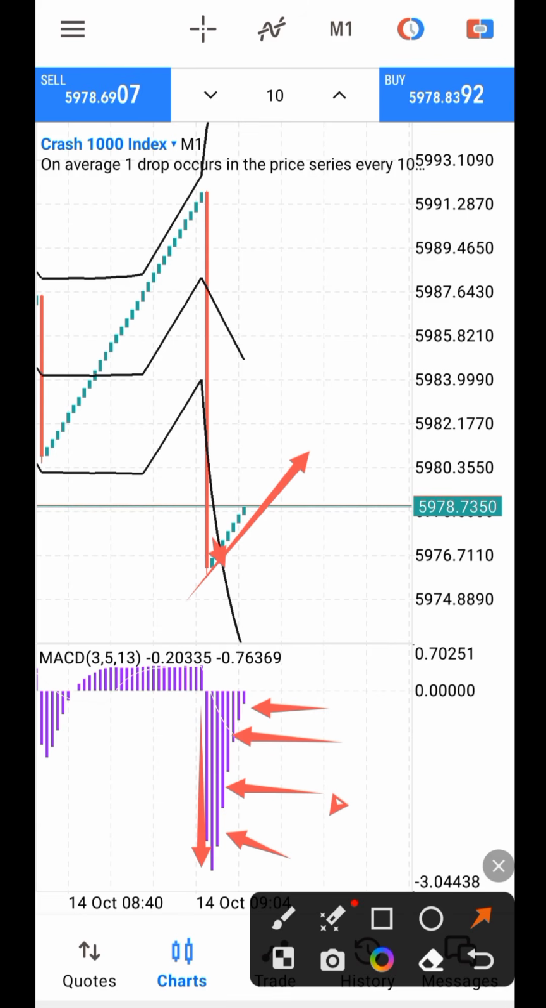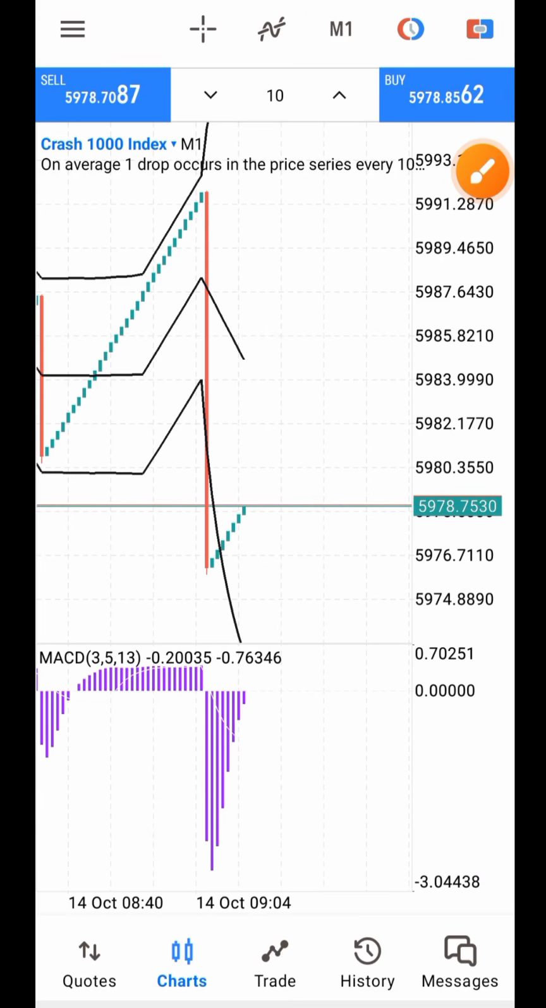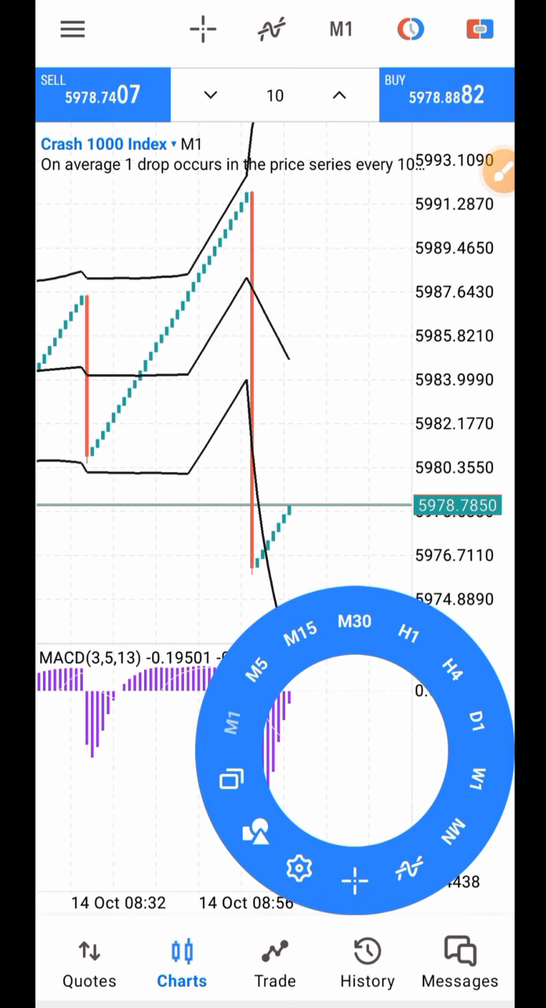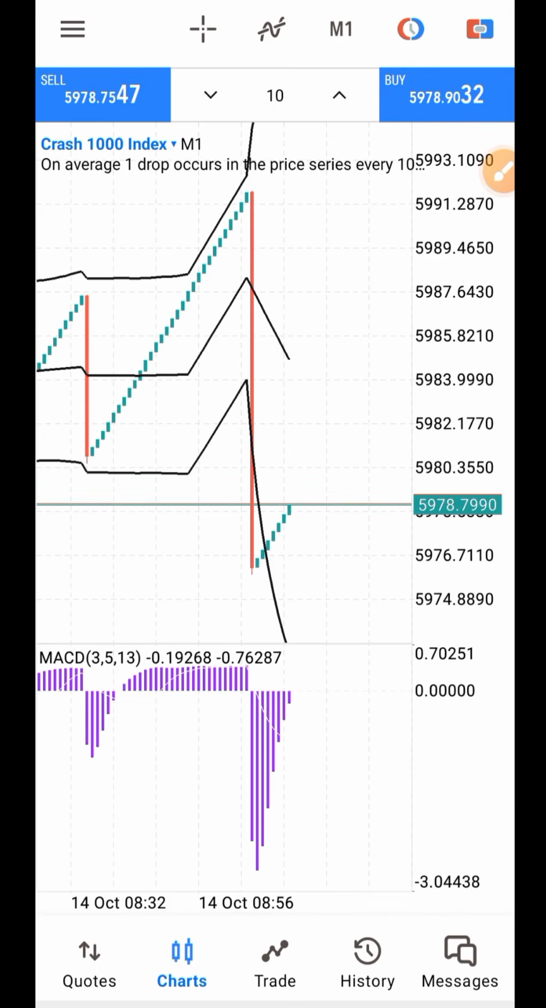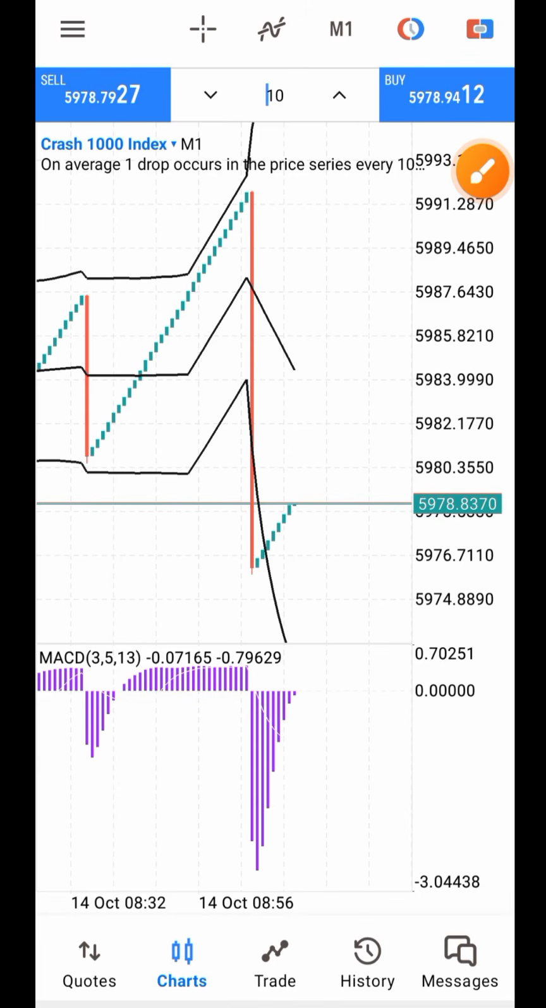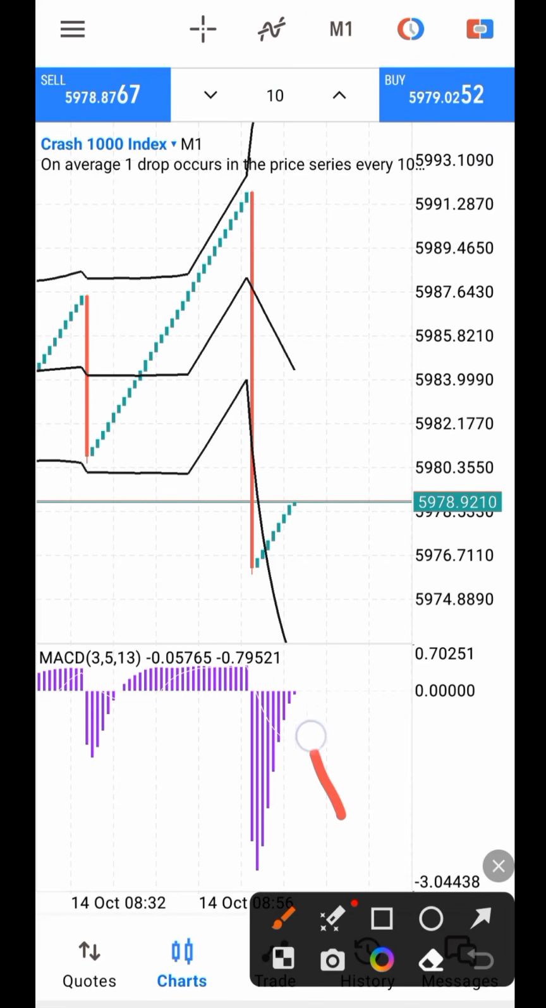So how do we join the buyers now? We'll be waiting for the MACD to cross above the level zero. Once we see the MACD cross above level zero, then we put on our buy trade to join the buy gang. So we are going to be patiently waiting to see the line cross above the level zero, then we put on a buy immediately.